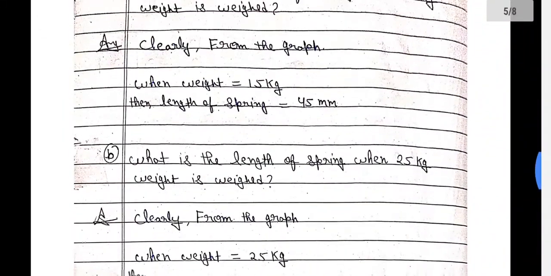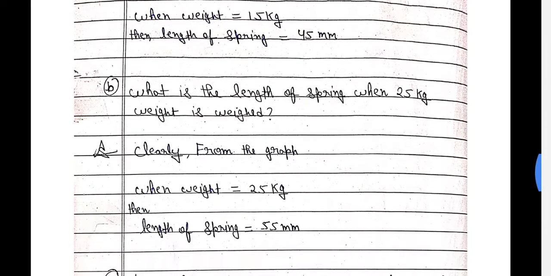So writing here clearly: from the graph, when the weight is 15 kg, then the length of the spring is 45 millimeter. Directly you can write. There is no need to do any calculation. But your graph should always be correct. If your graph is not drawn correctly, then you will get a wrong answer.